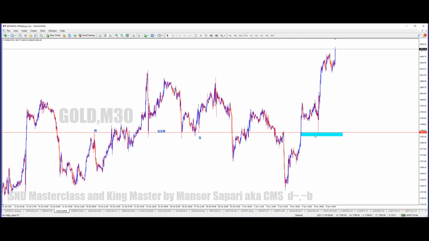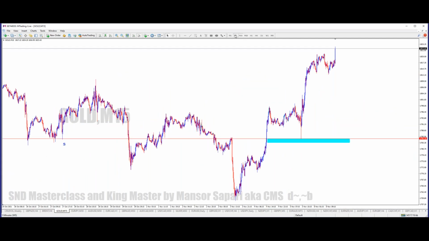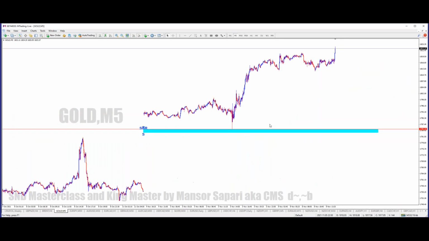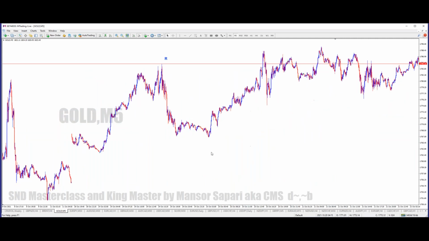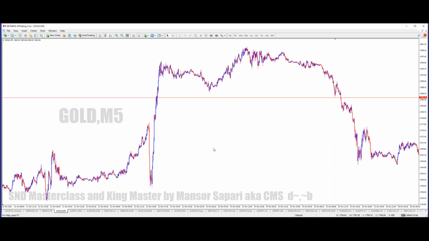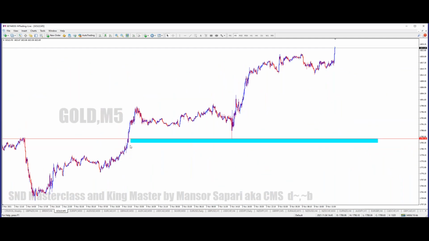Okay. So if you want to buy over here, what you need to do is find a demand zone, which we will learn later. Wait a minute, the chart is still loading. Yes, you have a demand zone over here on M5. This is your demand zone.